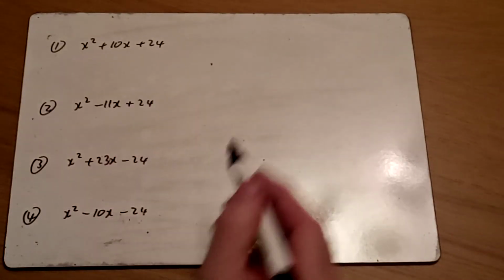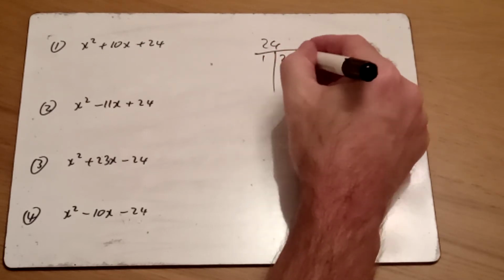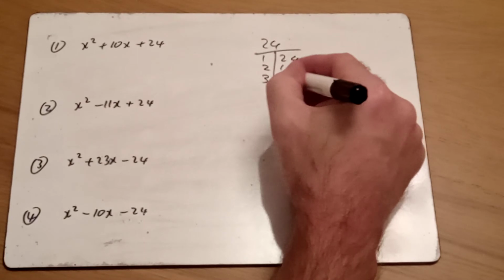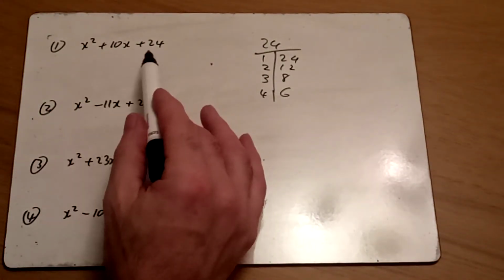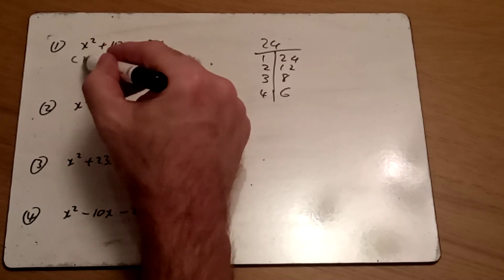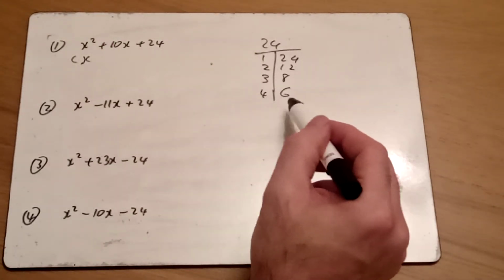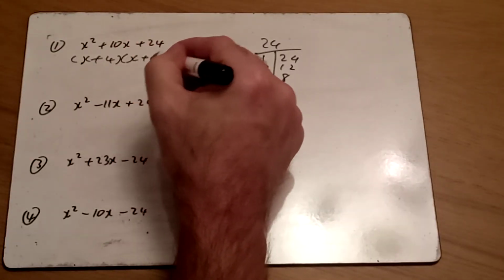I'm going to use 24 in each case here. So I'm going to look at factors of 24, 1 and 24, 2 and 12, 3 and 8, 4 and 6. So when they're all plus, it's nice and straightforward. I'm looking for two numbers that add up to 10, that multiply together to make 24. So I've got 4 and 6, and everything's plus. Like that.